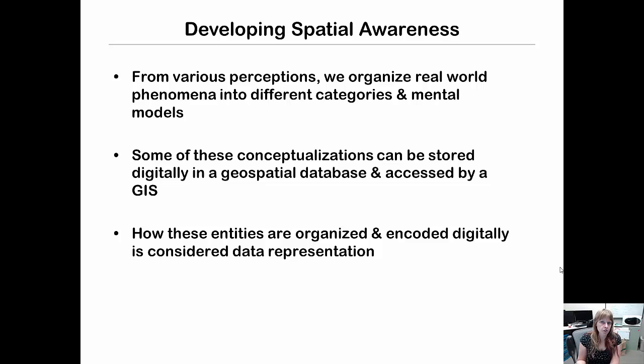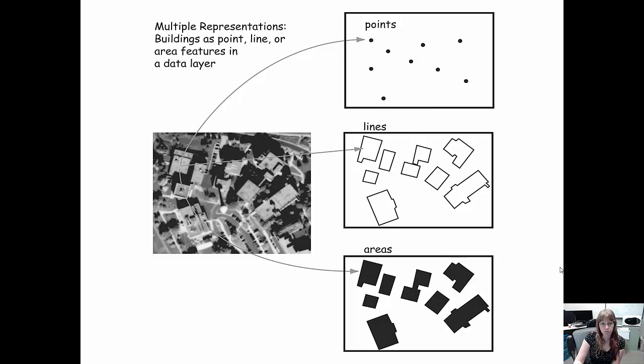Different types of perceptions can actually be conceptualized or organized into spatial data. So the way that we organize boundaries or where cities are, those are technically things that have a very spatial aspect to them because they're based on a specific place. And how these entities are actually organized or encoded digitally reflects data representation. So how you actually encode or represent these things from the real world in a GIS setting definitely influences the type of data representation you get in a cartography setting.